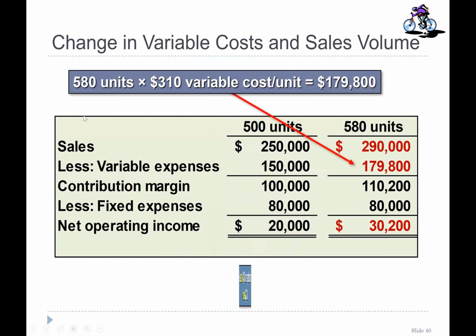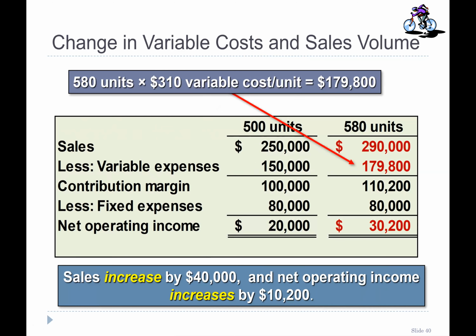So the profit impact is profit is increased by 10,200. How? Our sales are increased by 80 units. So 580 multiplied by 500, 290,000. 310 multiplied by the 580 units, the answer would be 179,800. So we didn't change our fixed expense. Our fixed expense remains the same.